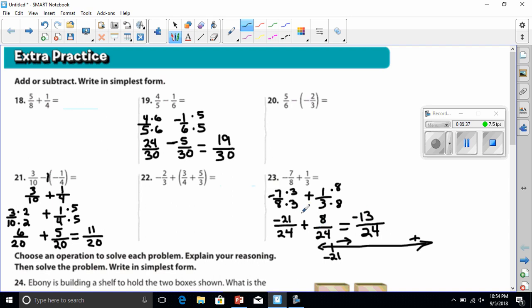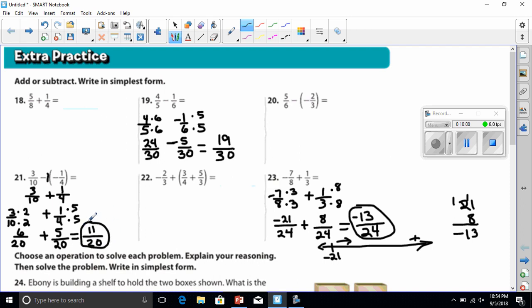And remember the rule, whenever I have two numbers with unlike signs, I take the big number minus the small number, and I keep the sign of the big number, right? So I would borrow one here, and 8, 9, 10, 11. That would be negative 13. You see how we got that number? All right, so my answer would be negative 13 over 24. And that cannot be reduced.